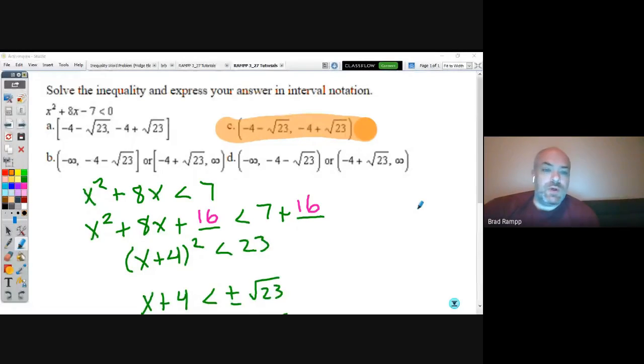All right, so here we go. Solve the inequality and express your answer in interval notation. X squared plus 8x minus 7 is less than 0.